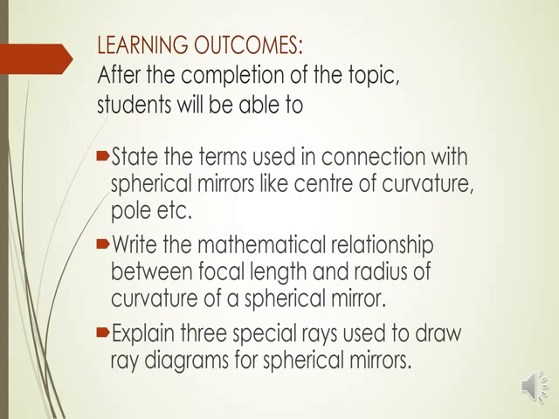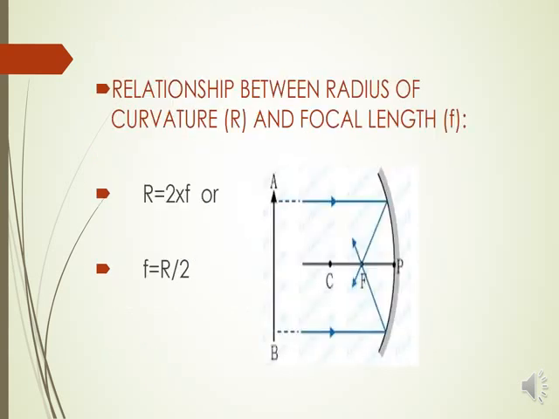Relationship between radius of curvature R and focal length f. Capital R is equal to 2 times small f, that is, radius of curvature is twice the focal length, or in other words, focal length is half of the radius of curvature. So this means that focus is situated midway between pole and the center of curvature of the spherical mirror. You can also have a look at the diagram that focus is exactly midway between pole and center of curvature.